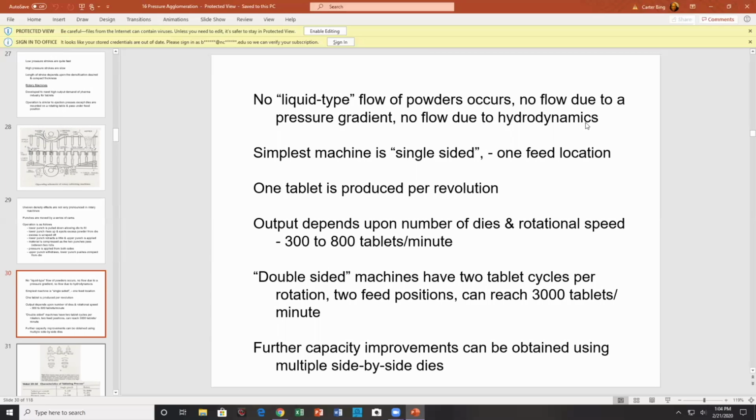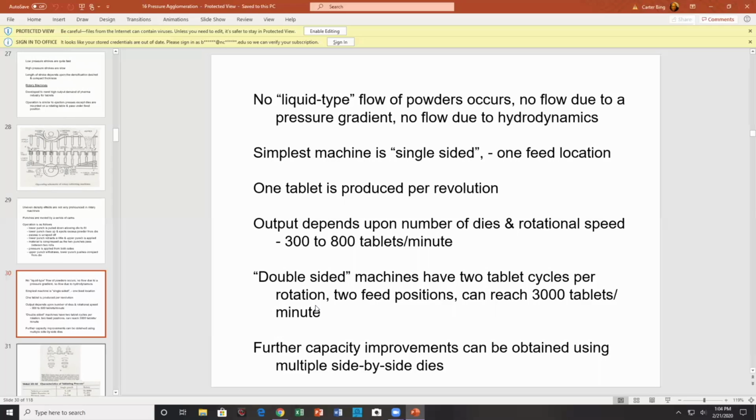And we're looking at 1 tablet per revolution. That's pretty low. Well, you'd have 1, 2, 3. 3 would be kind of interesting. Output, you're looking at 300, 800 tablets. If you double-sided 2 feed positions, 3,000 tablets per minute.